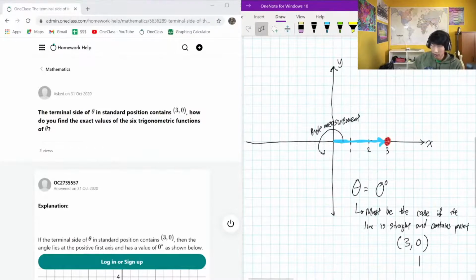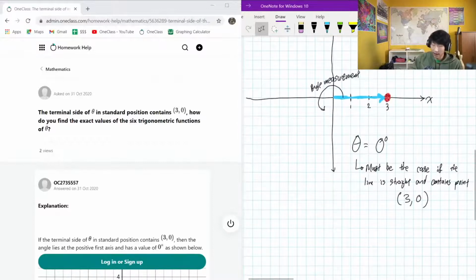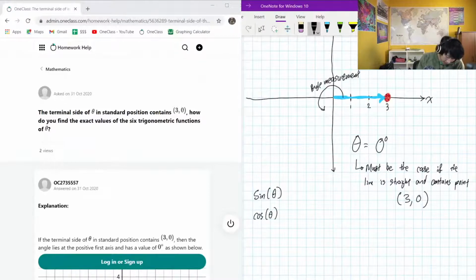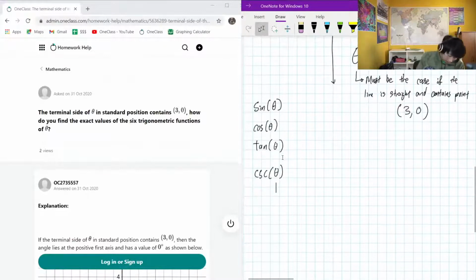Yeah, and that's the terminal side. So this is how we find the angle. That's the first part of it, identifying the angle. Then we have to find the exact values of the 6 trigonometric functions for theta. That means we have to find sine of theta, cosine of theta, tangent of theta, cosecant theta, secant theta, and cotangent of theta.